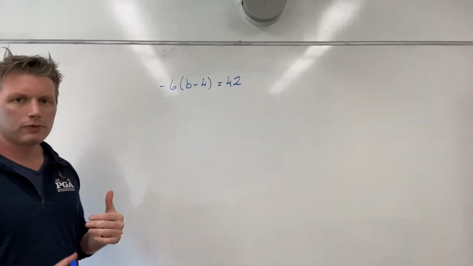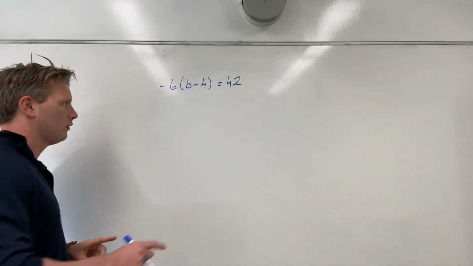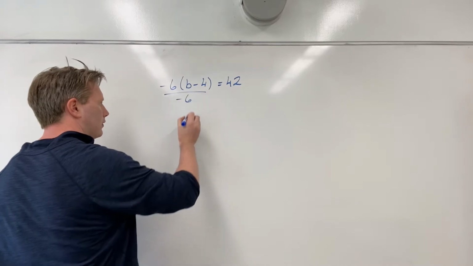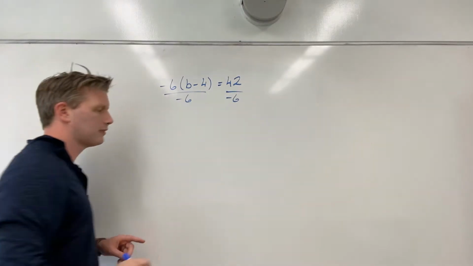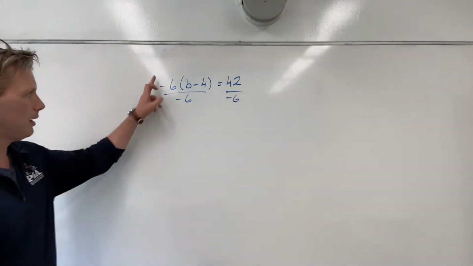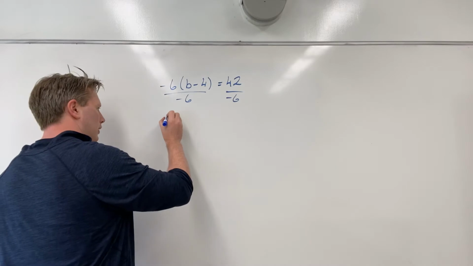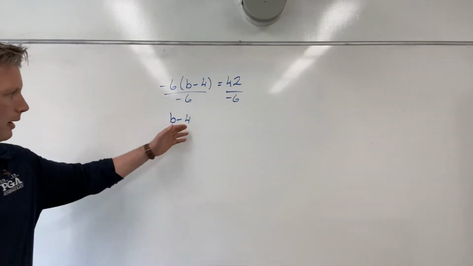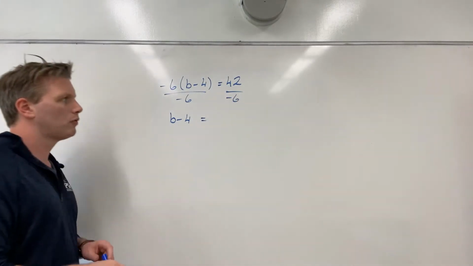The way I do that is I'm going to divide both sides by negative 6. So if I divide the left-hand side of my equation by negative 6, of course, whatever I do to the left, I must do to the right, so I must divide this side by negative 6. Here, my negative 6 will cancel, and I'll be left with the quantity b minus 4. I will now remove the parentheses because it's by itself. b minus 4 is equal to 42 over negative 6.